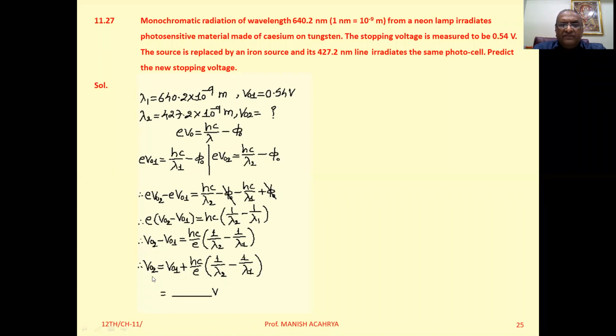Now make V02 the subject. So V02 is equal to V01 plus HC by E into 1 upon lambda 2 minus 1 upon lambda 1. Now we have all the values: V01, H, C, E, lambda 1, lambda 2. Substitute all the values here on the right-hand side, and after solving it, you will get the stopping potential. Clear?